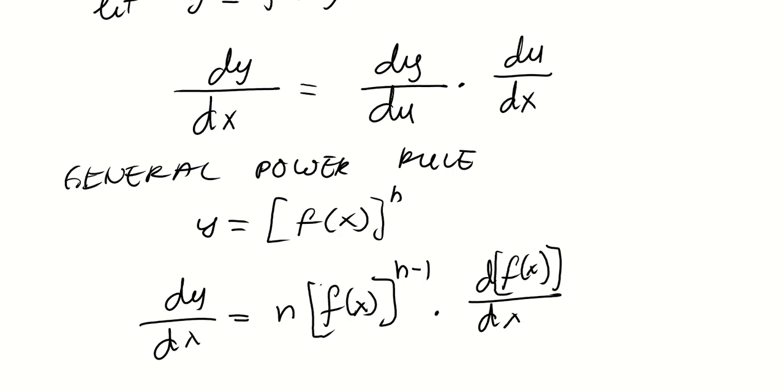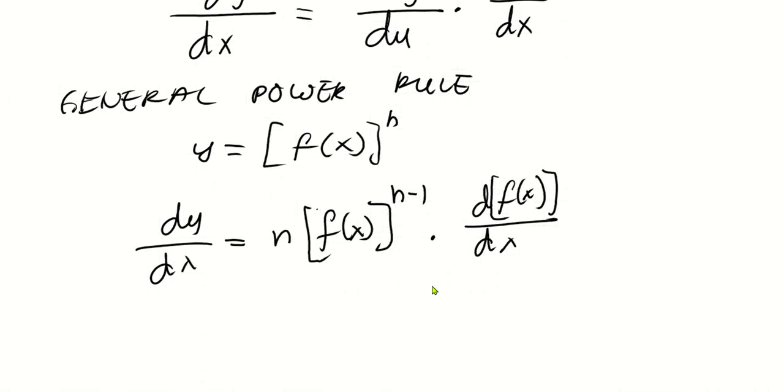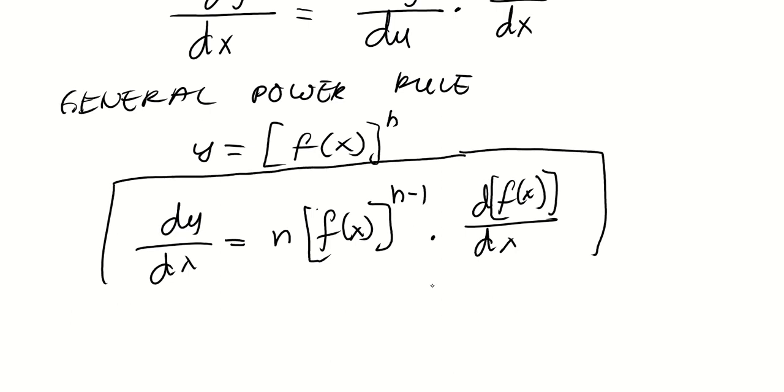So we need to multiply it with another derivative, the derivative of whatever is inside that quantity. That is the general power rule in terms of chain rule. So let's take an example to illustrate this one.